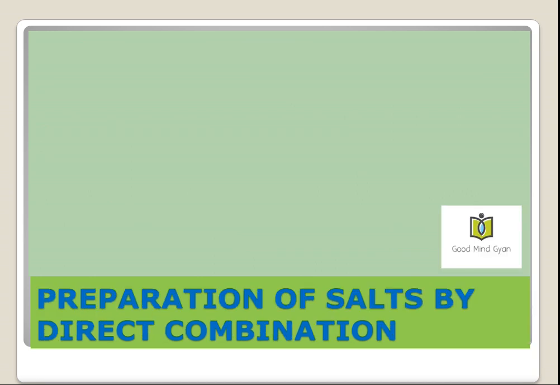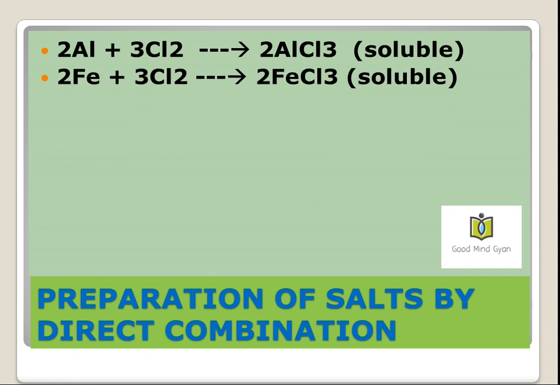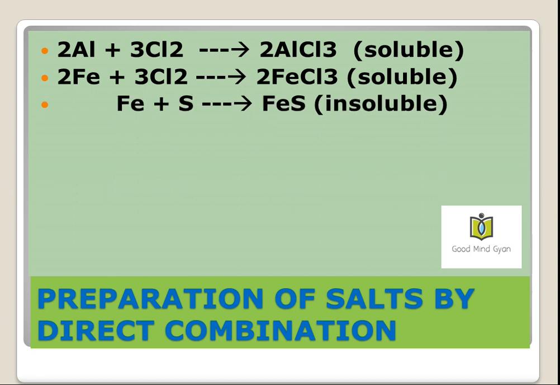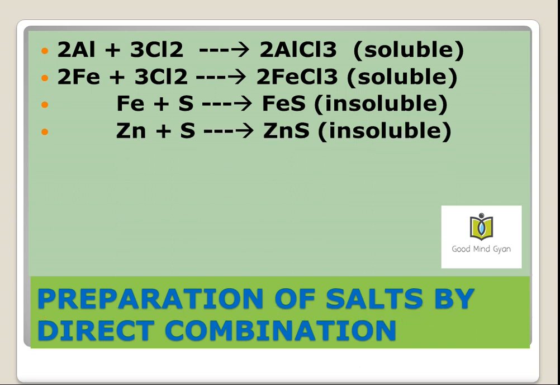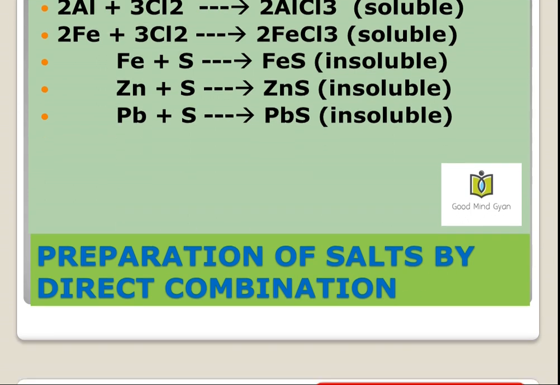We can also prepare salts by direct combination. Aluminium combines with chlorine to give aluminium trichloride, that is soluble. Iron combines with chlorine to give iron chloride, FeCl3, which is soluble again. Iron also combines with sulfur to give iron sulfide, ferrous sulfide, which is insoluble. Zinc combines with sulfur to give zinc sulfide, which is insoluble. Lead combines with sulfur to give lead sulfide, which is also insoluble.